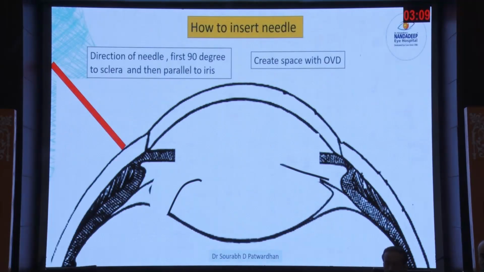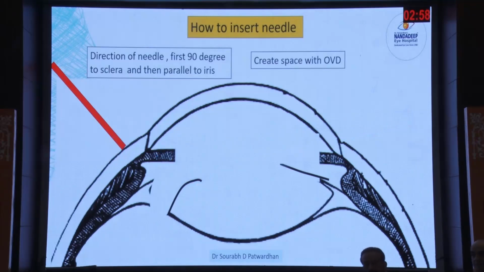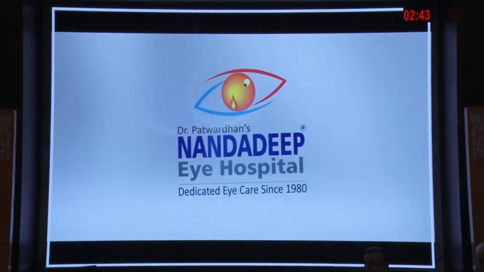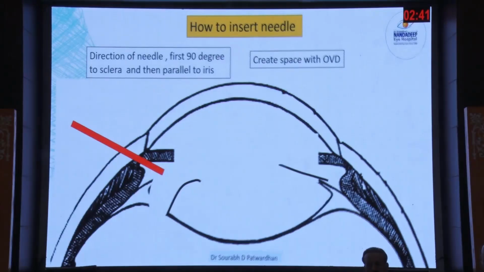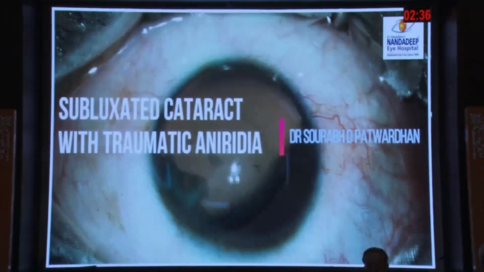Another important thing is how to insert the needle when you are fixing the bag to the sclera. The first direction of the needle should always be 90° to the sclera, and then it should go parallel. Because generally we are taught as anterior segment surgeons to always go parallel to the iris. That is an intuition, but if you do that, you damage the iris root, or you go through the iris, and then it becomes a problem later on, because sometimes the iris or the pupil gets dragged to the side. Also always fill some OVD between the bag and the iris, so that there is enough space. Otherwise that needle itself might penetrate through the bag.